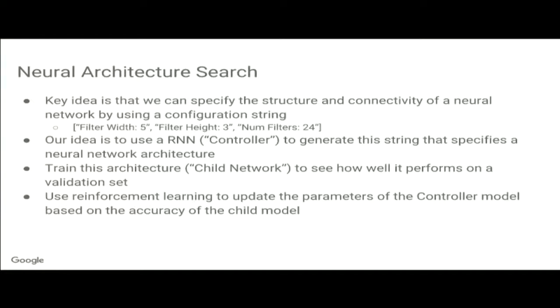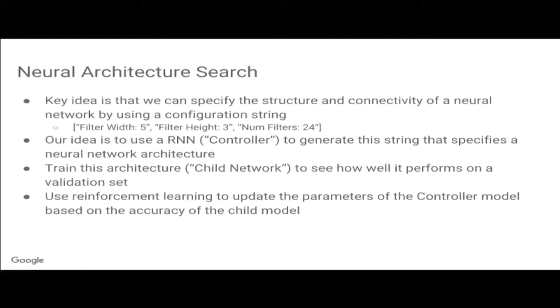If you work with Caffe, for example, you have to specify whether it's Inception or AlexNet and so on. And the way these people specify it is actually a string. For example, here's a very simple string. You can say filter width is 5, filter height is 3, and number of filters is 24. That's specifying the configuration of one layer. And then you can specify a configuration on another layer, and so on. And then you can specify how to connect them. I'm going to go into details about that later. And that's a key insight.